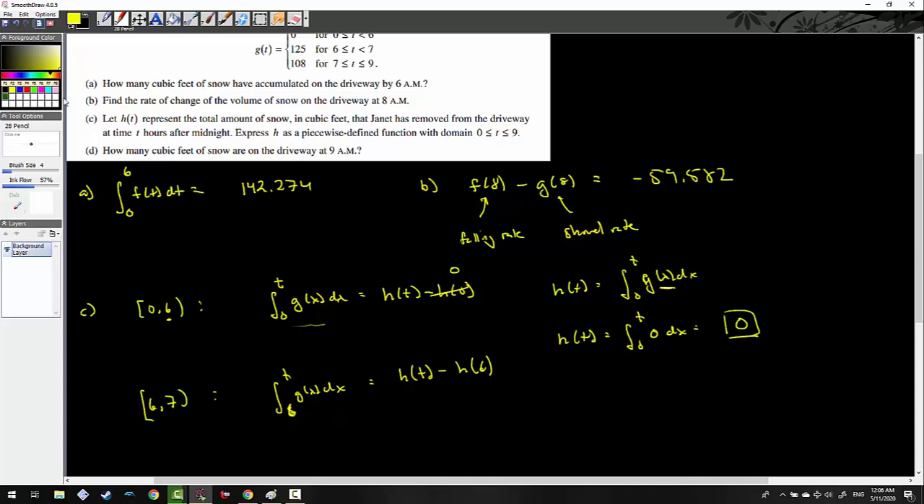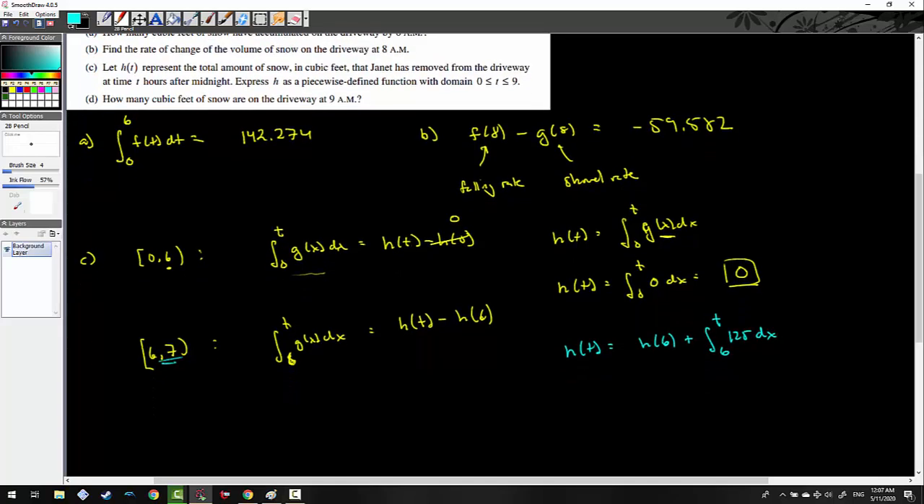We know that h of t, I'm actually going to change colors here, will equal h of 6 plus the integral from 6 to t. And I'm going to go and change the g function because g, within the time interval 6 to 7, is actually 125 dx. So again, where did that 125 come from? I pulled it from the middle function, because we're evaluating the function on 6 to 7.